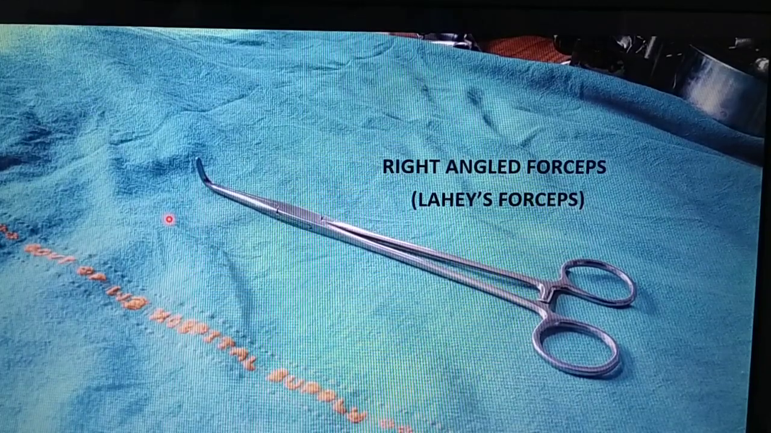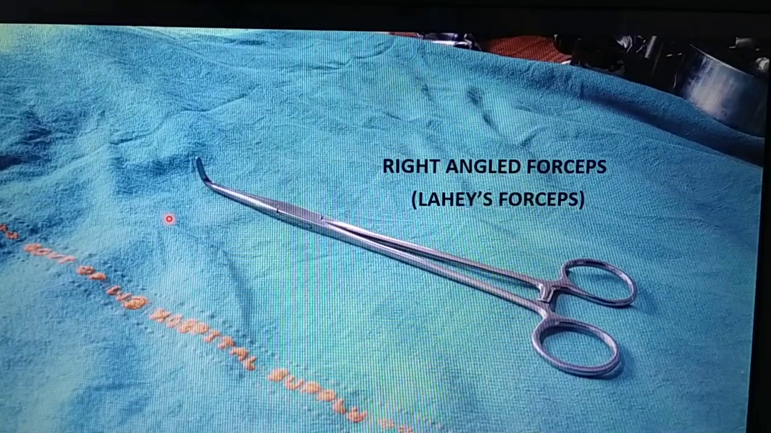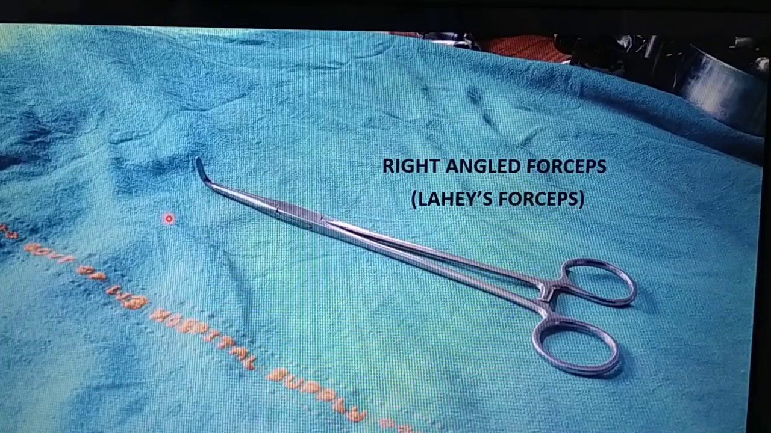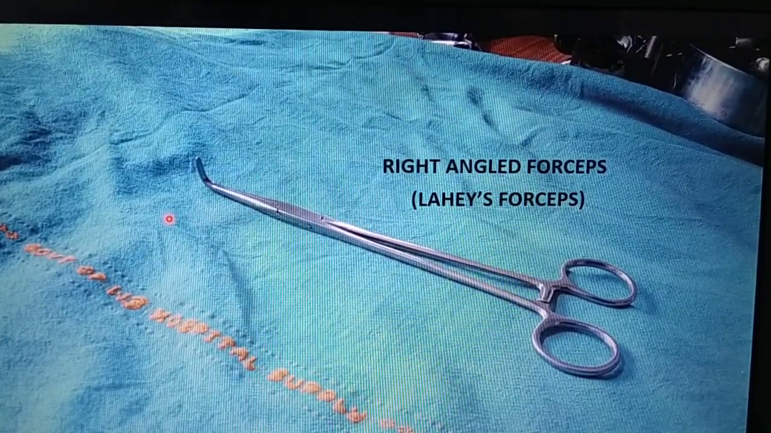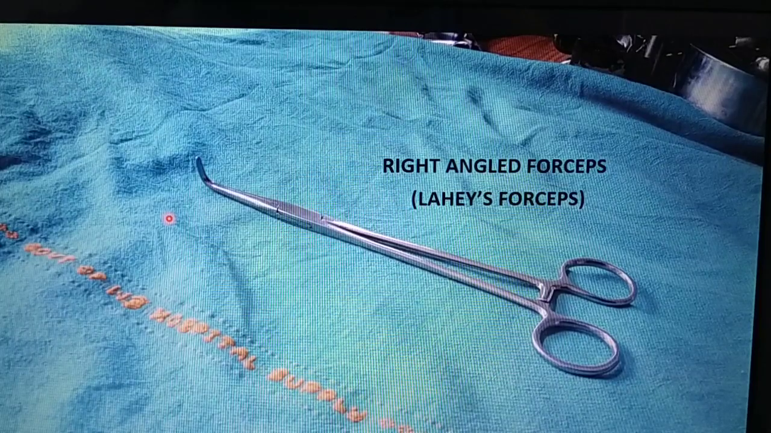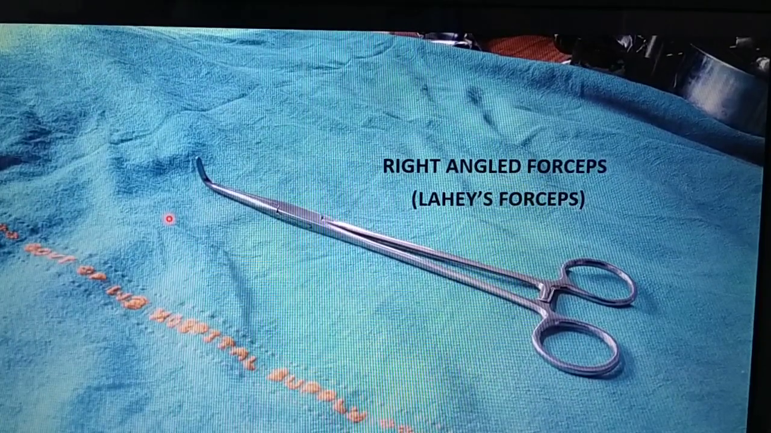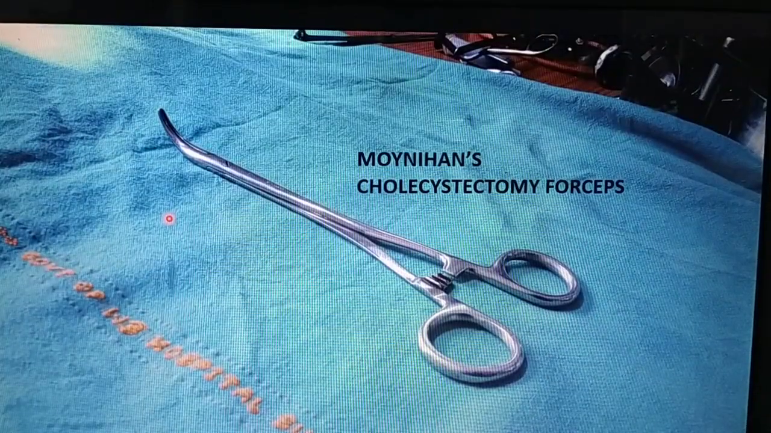This is also used during thyroidectomy to dissect the middle thyroid vein, superior thyroid pedicle and inferior thyroid vessel and to pass ligature around them. So this instrument is basically used to dissect the pedicles during cholecystectomy, splenectomy, nephrectomy, thyroidectomy, vagotomy, etc. So this is right angle forceps. This instrument is also sterilized by autoclaving.